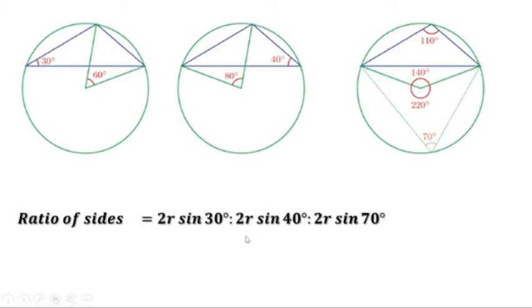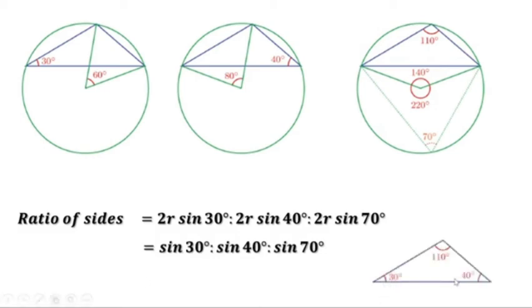ദെൻ റേഷ്യോ ഓഫ് ദ സൈഡ് ഇസ് 2r sin 30 is to 2r sin 40 is to 2r sin 70. Then 2r is common, so we can cancel 2r. So the ratio is sin 30 is to sin 40 is to sin 70. That means the ratio of the sides of this triangle is sin 30 is to sin 40 is to sin 70. Clear, children? This is the ratio of sides of this triangle.